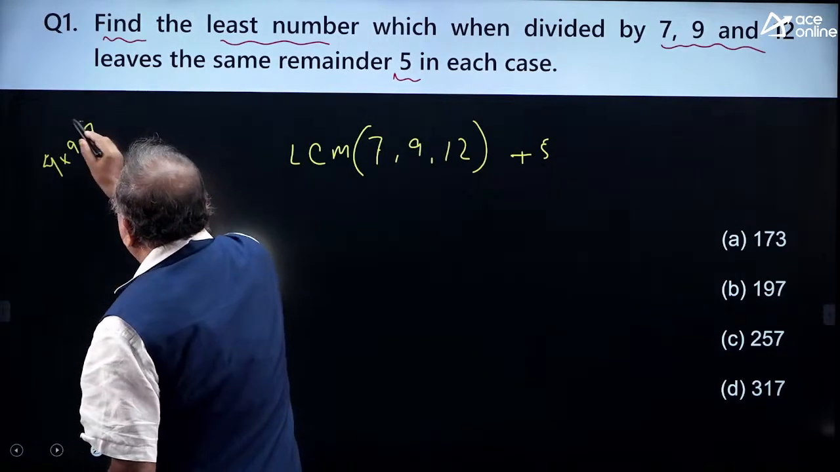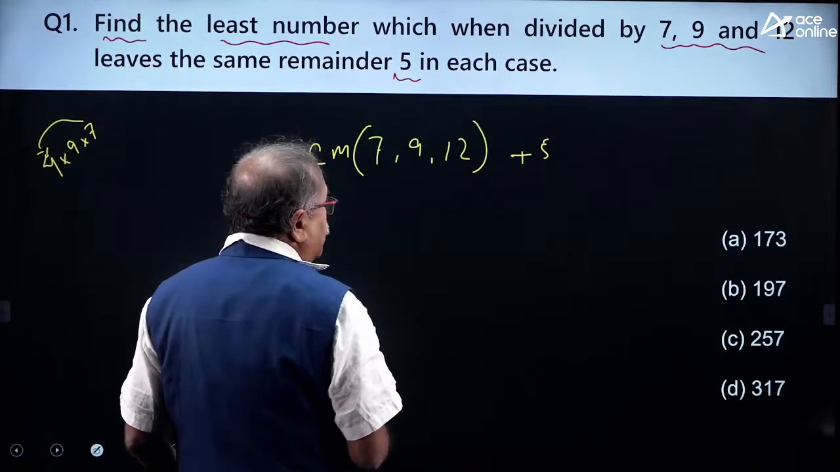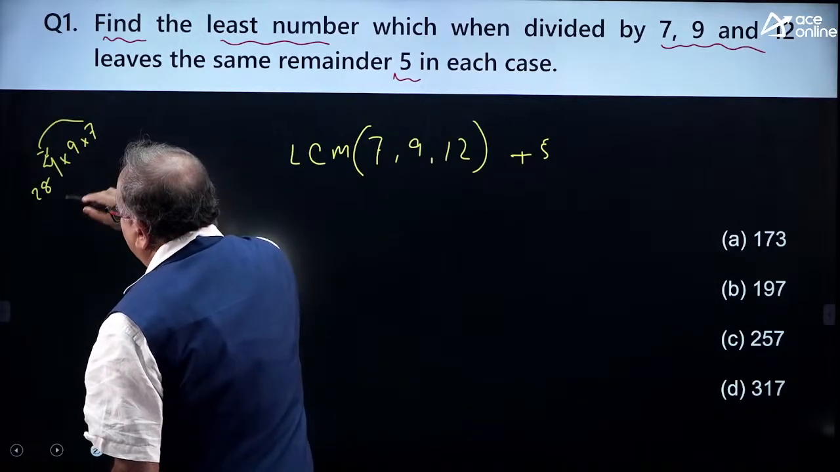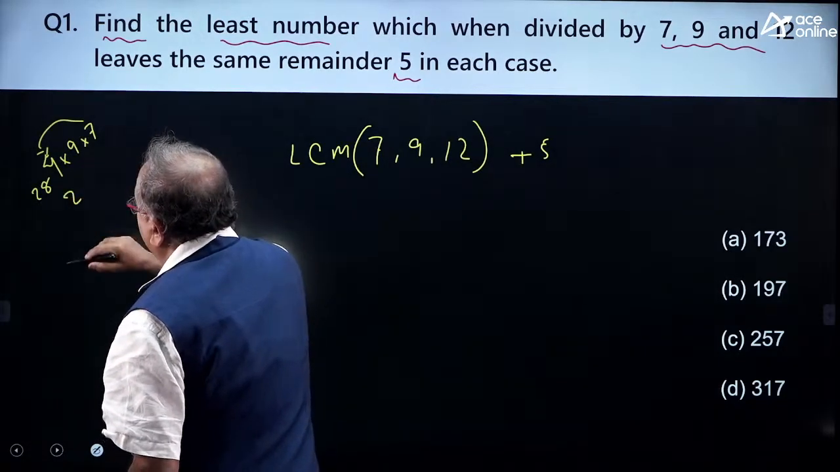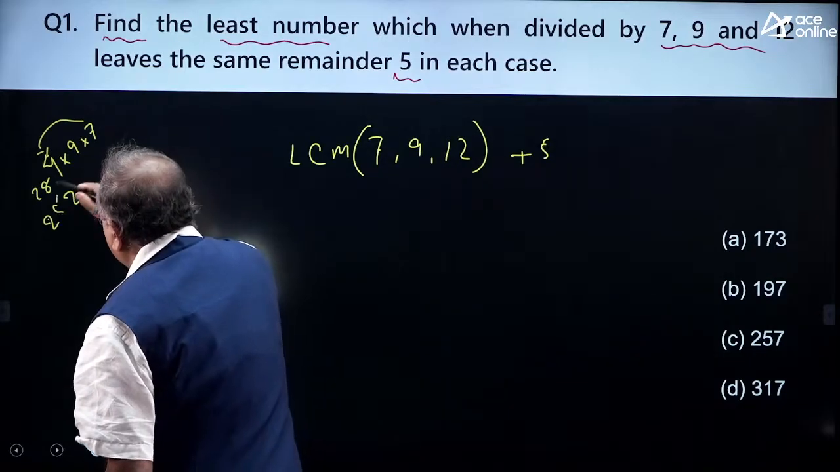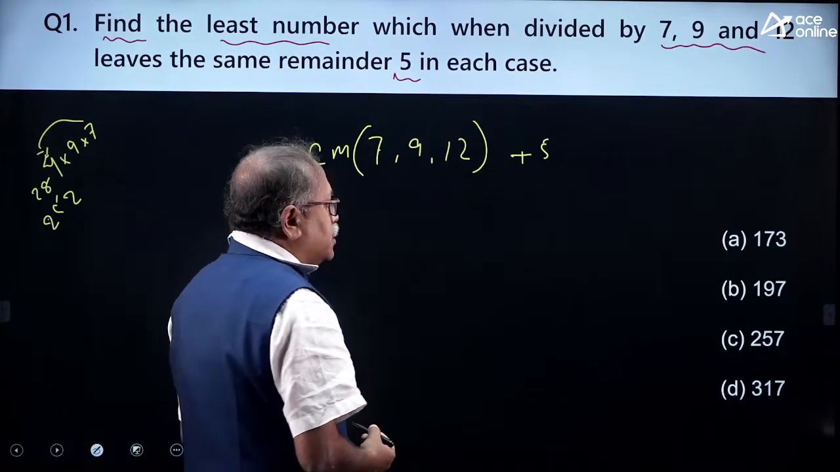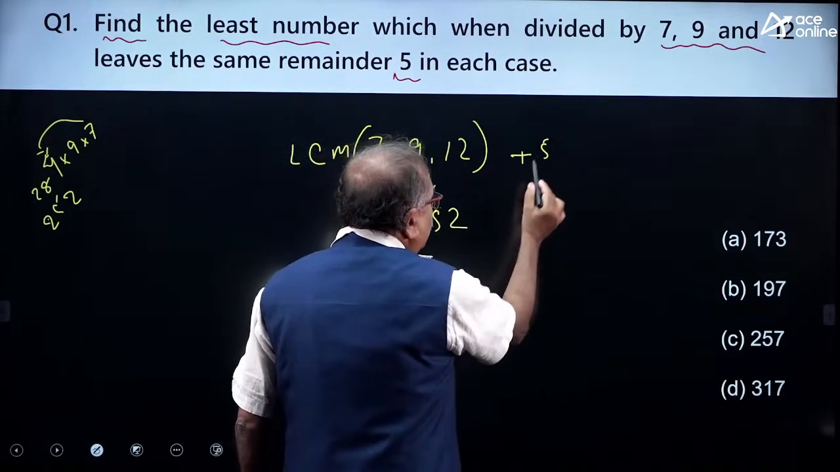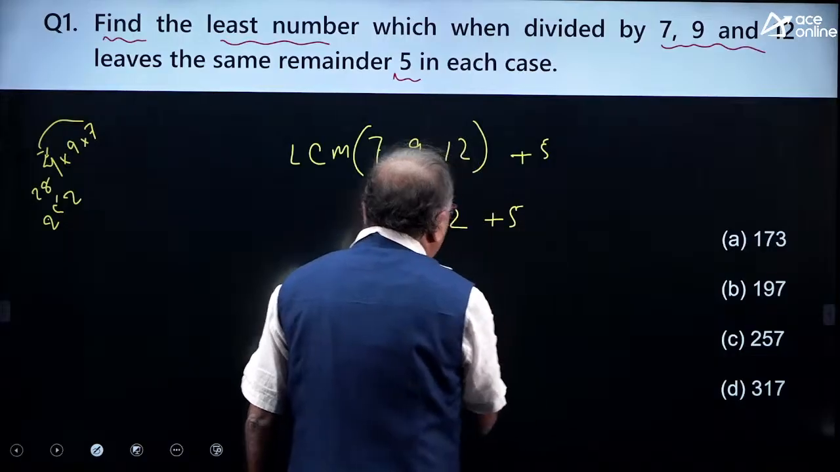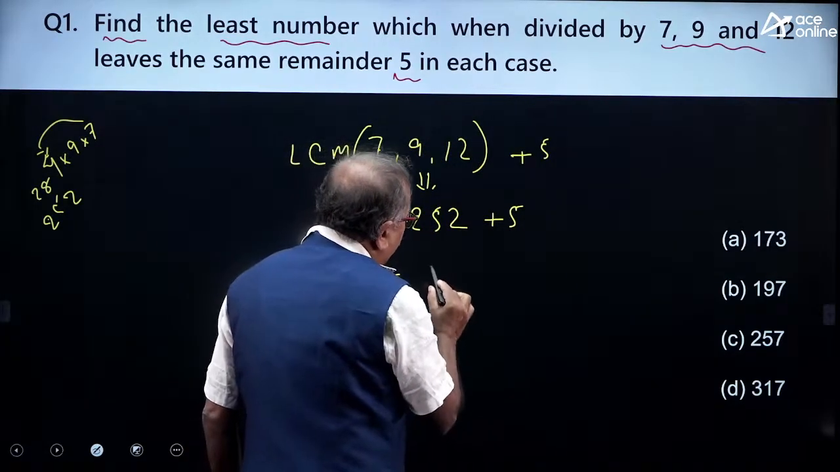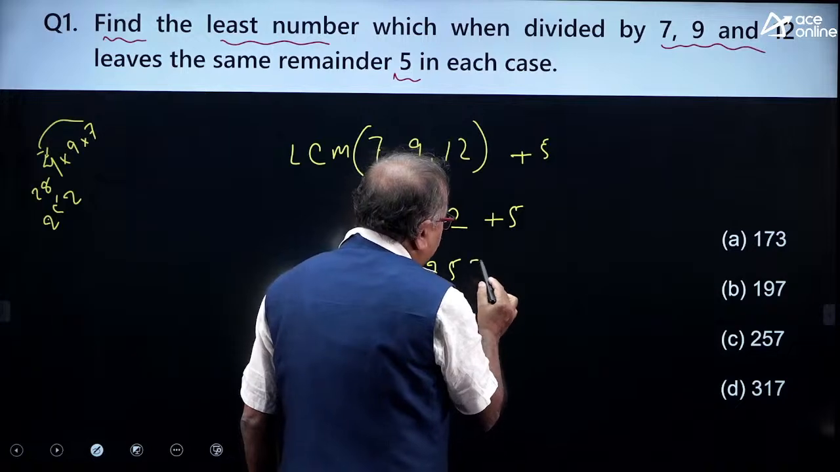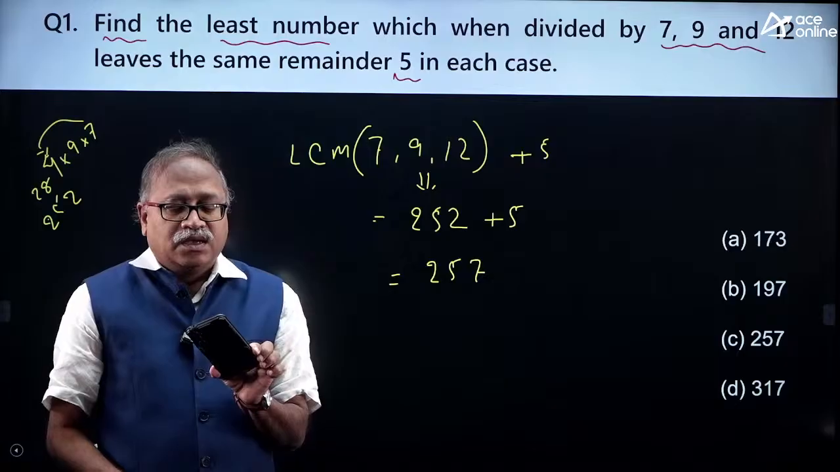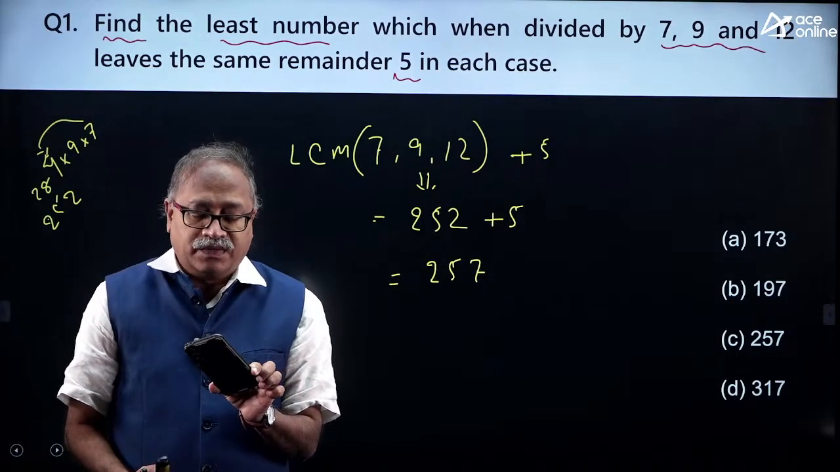For the LCM, the highest power of 2 is 4, then 9, and then 7. So 7 times 4 is 28, and 28 into 9: 9 times 8 is 72, carry 7, and 9 times 2 is 18, plus 7 is 25. So the LCM is 252, but I need a remainder of 5, so add 5 over here. Finally, you are getting 257. That's your answer. It's a very simple model of LCM.